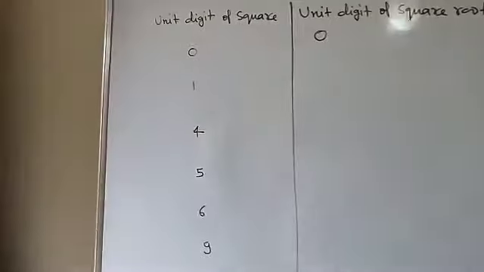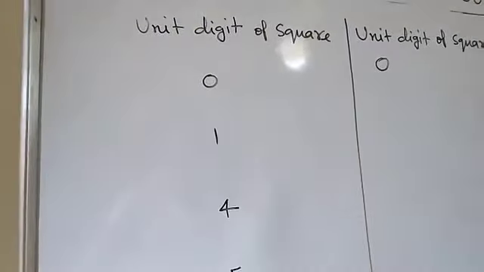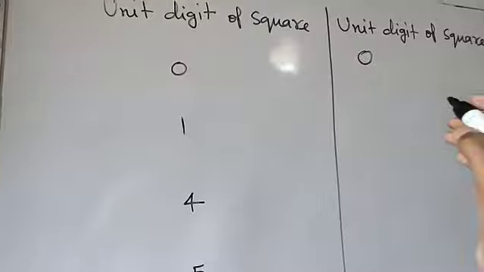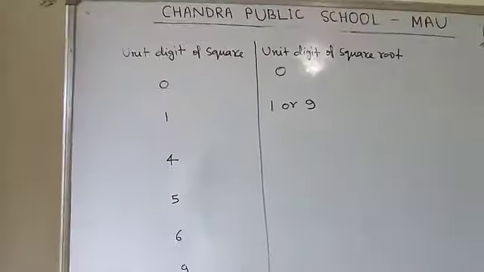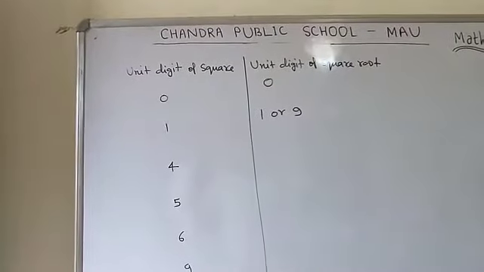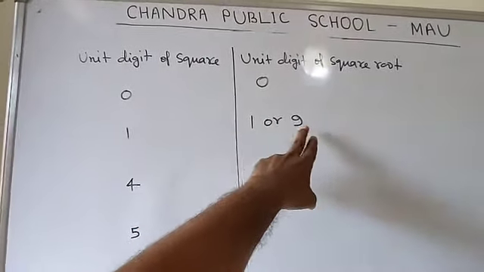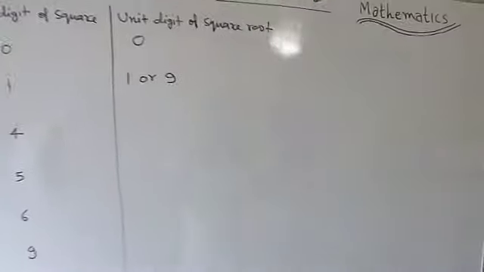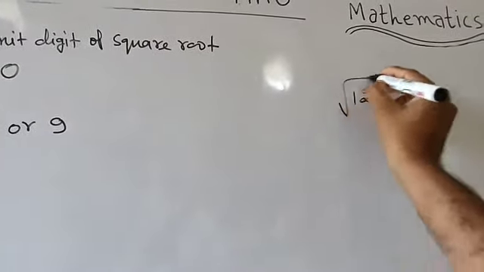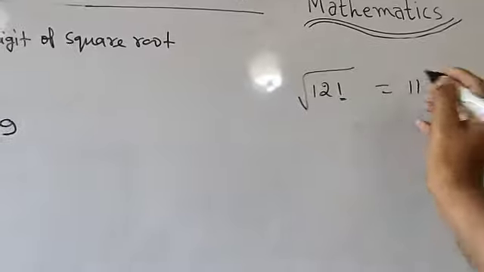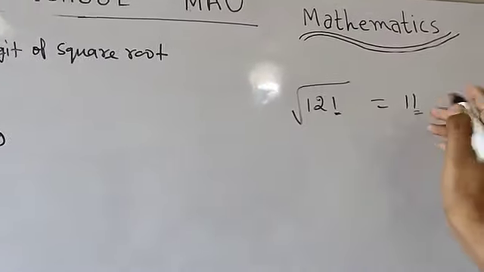In the same way, if a number's unit digit is 1, what will be the unit digit of its square root? It will be either 1 or 9. So if a perfect square number has unit digit 1, its square root's unit digit will be either 1 or 9. Let me take an example. If I write 121, its unit digit is 1. The square root of 121 is 11.